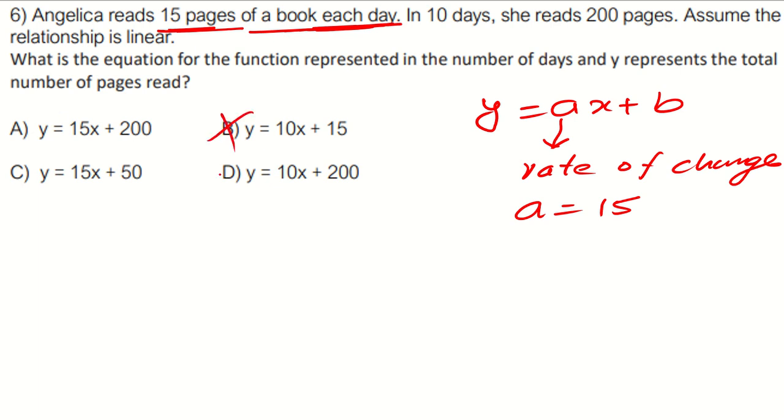So this answer is not possible. This answer is not possible. So maybe a is correct, maybe b or c is correct. Now let's see. In 10 days, so the value of x is 10. This is the input. She reads 200 pages. Assume the relationship is linear.